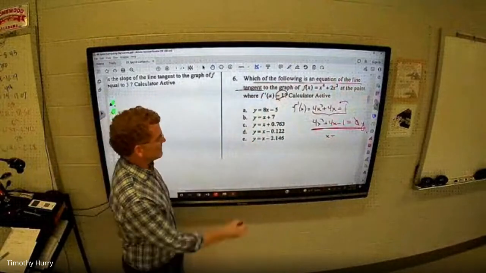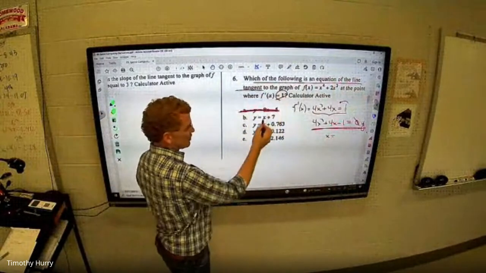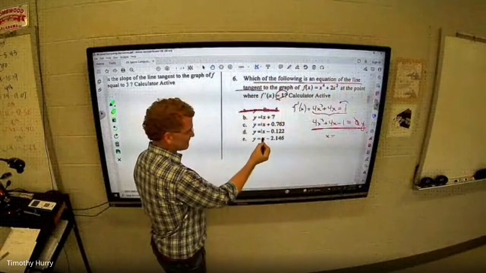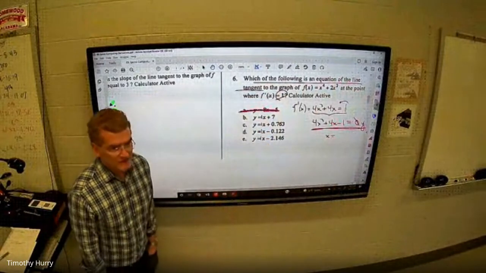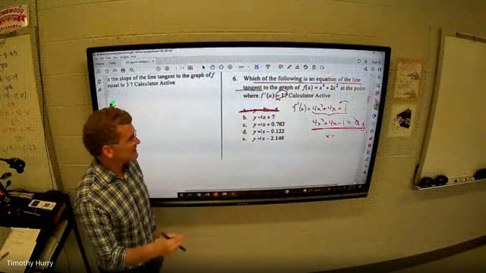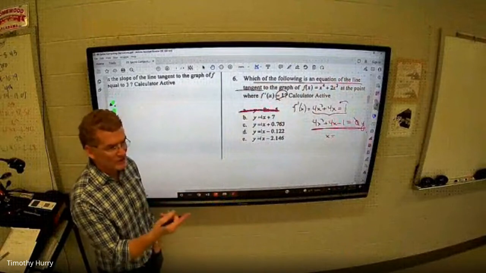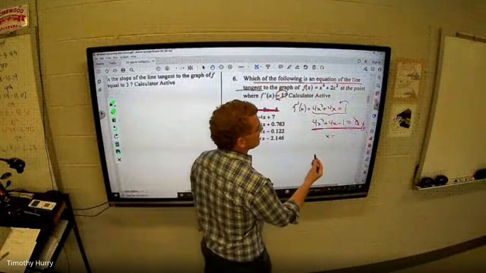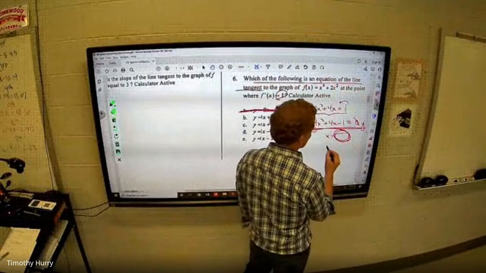right? And so that means you, right there, you know it's not this because the slope is 1. But that doesn't eliminate a lot of your options. But I need now the y coordinate that goes with that x. So I got to find that x, whatever it is. How do I get the y that goes with it?